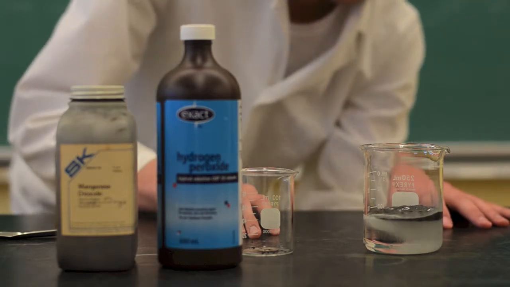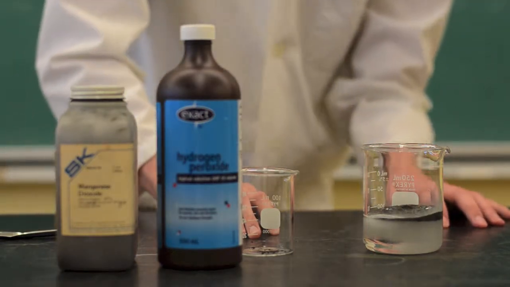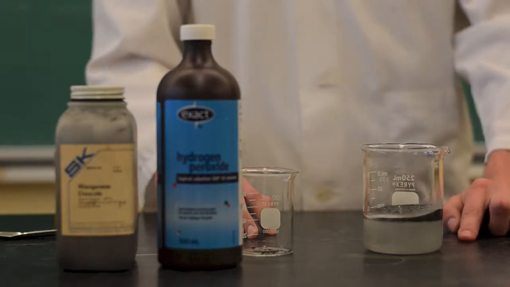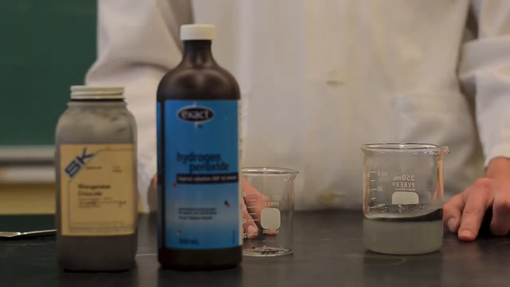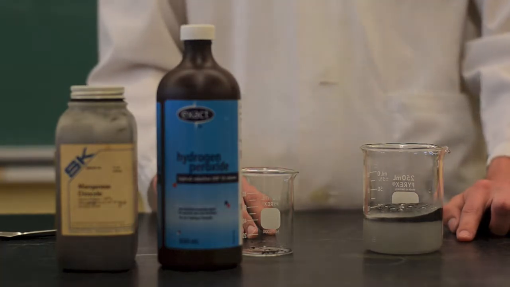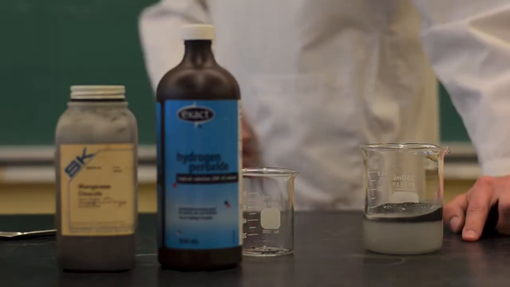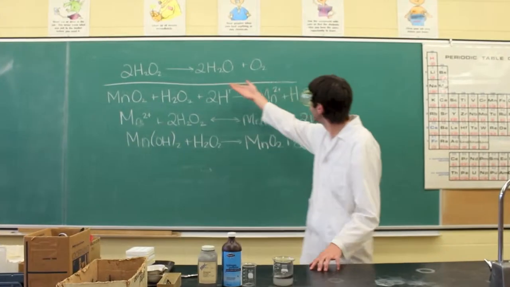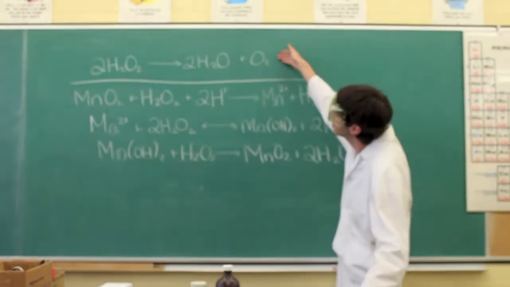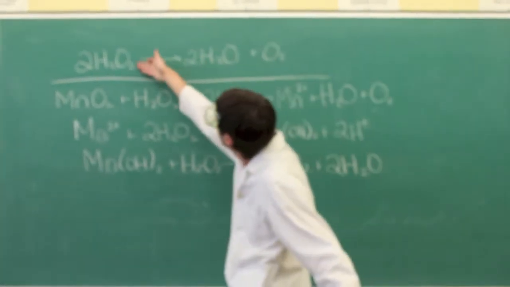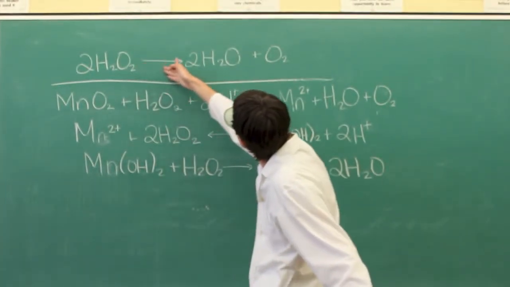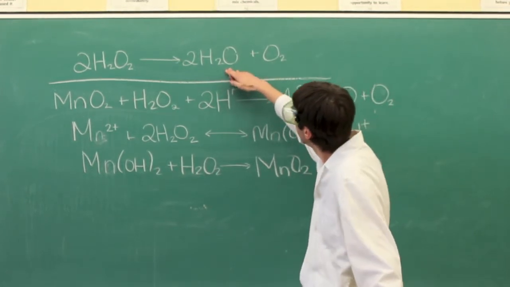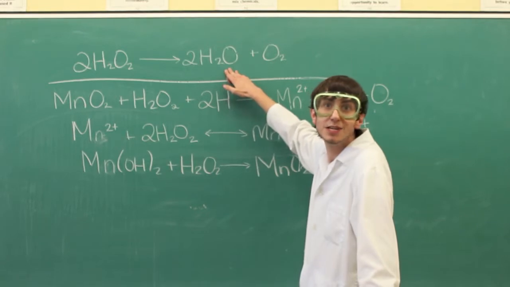Can you hear that fizzing? That is the release of oxygen. Now remember, the hydrogen peroxide was not reacting at all before we added the catalyst. The catalyst lowered the activation energy required for the reaction to take place. Let's take a look at the equation for the reaction that we just observed. Here is the overall reaction, and you can see that we added hydrogen peroxide, and it reacted to produce oxygen and H2O, or water.